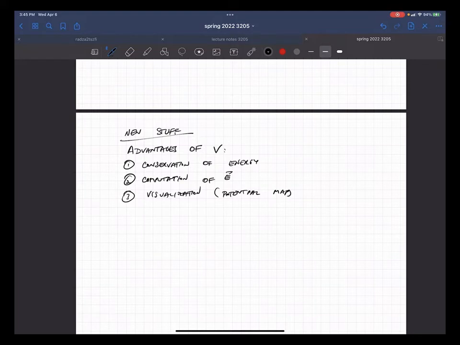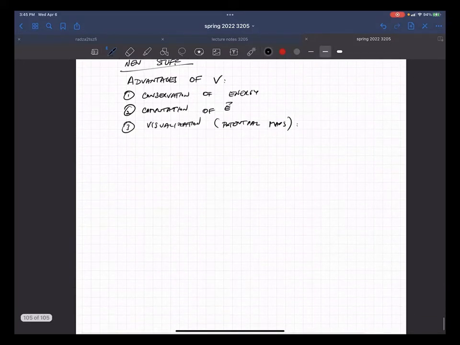Okay, maps. Maps. All right. So first, let's talk about this conservation of energy.